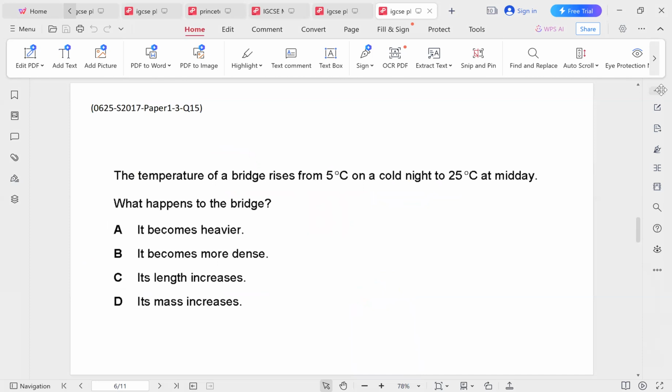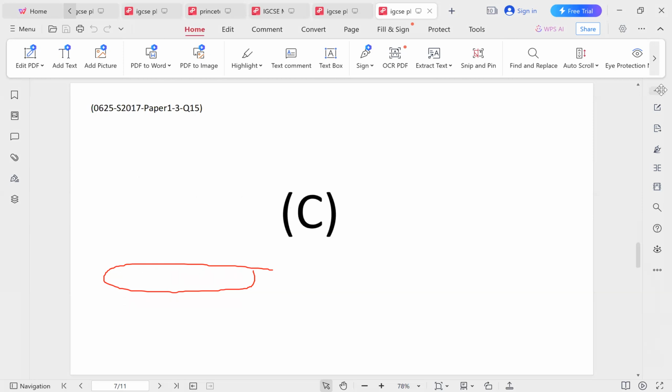The temperature of a bridge rises from 5 on a cold night to 25 at midday. What happens to the bridge? Of course, this is getting hotter, so we're expecting something to expand. So it becomes heavier, becomes more dense, its length increases or its mass increases. Of course, the correct choice here is its length increases. So C is the correct choice.